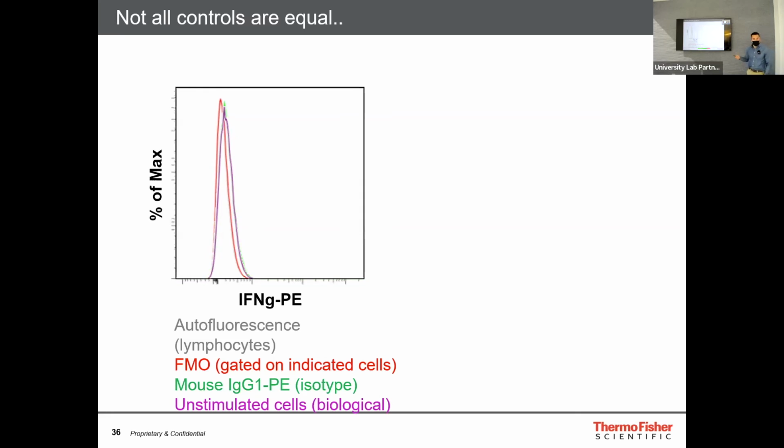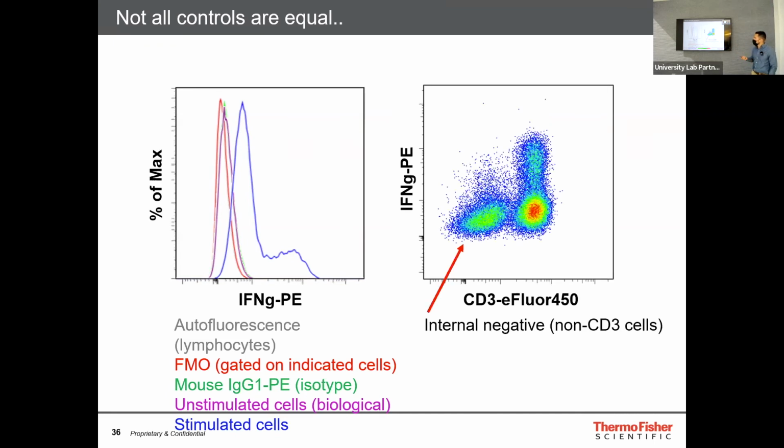Unstimulated cells would be like a biological control. You see that histogram, and then once you stimulate the cells, it actually shifts. The whole autofluorescence shifts greatly. So which one do you use as a control? You have all these different ones, but depending on which one you use, you'll get different gating strategies, or gate, sorry. So in this situation, internal negative might work best.